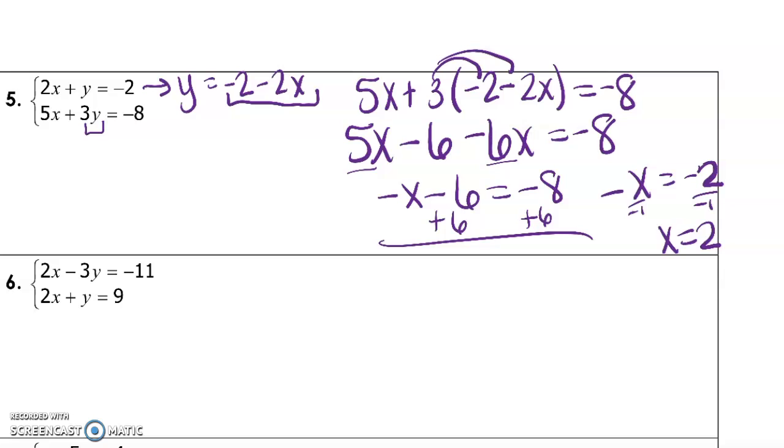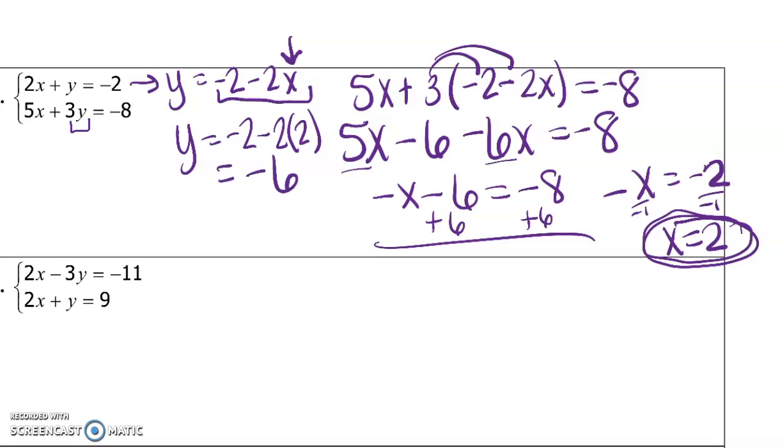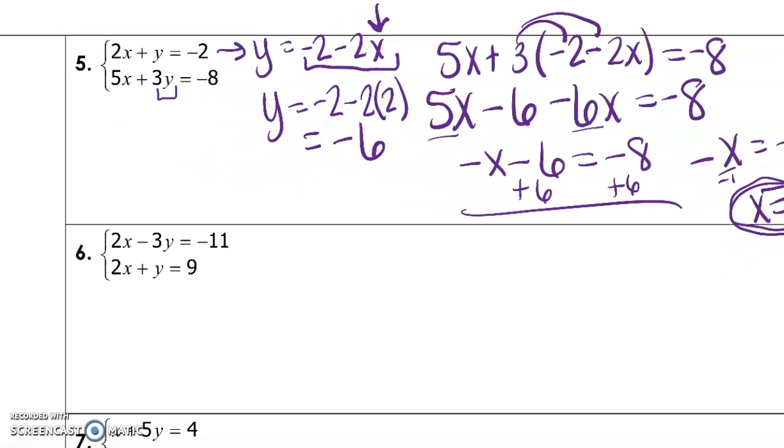Now that I have x, I need to find y. You can plug it into any of the equations. It's going to be easiest to plug it in right there because it says y equals, and your job is to figure out what your y is equal to. So y equals -2 minus 2 times 2. You're plugging this 2 that you figured out for x into the x. That would be -2 minus 4, which gives us -6. Remember, all of our answers need to be ordered pairs. So 2, -6 is your ordered pair.